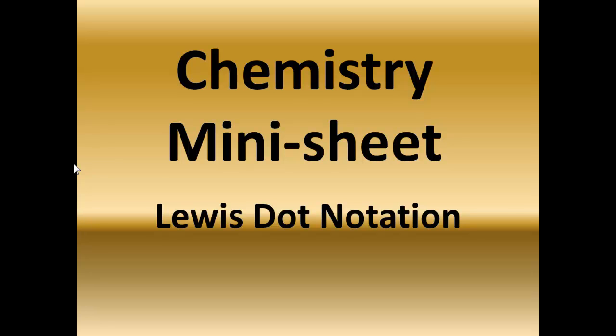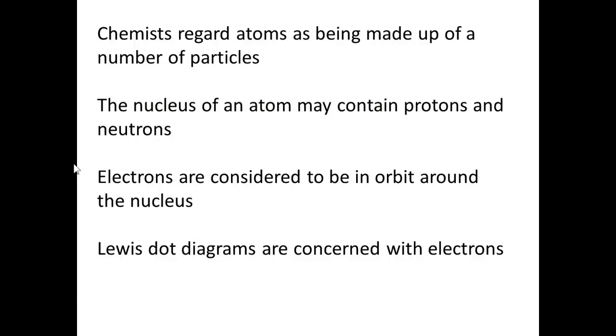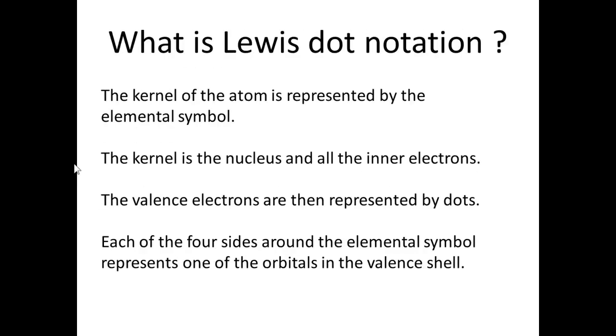In this podcast, we are going to look at Lewis dot notation. We regard atoms as being made up of particles, and we say that the nucleus of an atom can contain two types of particles, protons and neutrons, and that in orbit around this nucleus are a series of electrons. With Lewis dot diagrams, we're only concerned with electrons, and in fact we're not even concerned with all of the electrons. So what do we mean by Lewis dot notation?